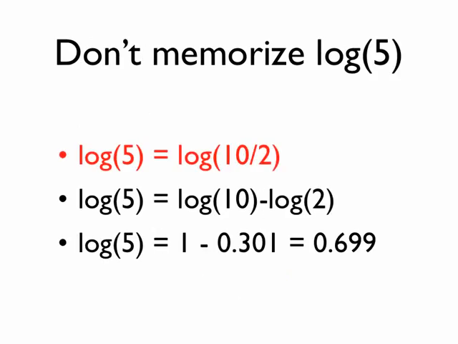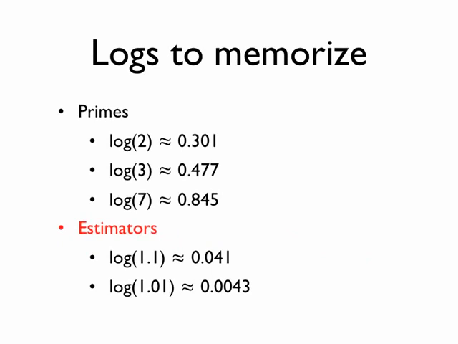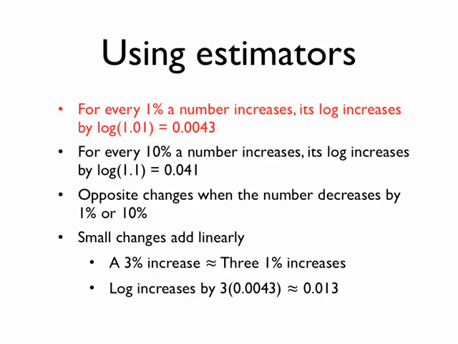Well, we can get log 5 quickly from the log of 2, so don't even bother memorizing it. The log of 5 is just the log of 10 divided by 2, which is log of 10 minus log of 2, which is 1 minus 0.301, or 0.699. So as long as you know log of 2, you can quickly get log of 5. Not worth memorizing log 5. So it's worth memorizing probably log of 2, 3, and 7, and I also listed a couple more here, log of 1.1 and 1.01. I'll tell you why in a second.